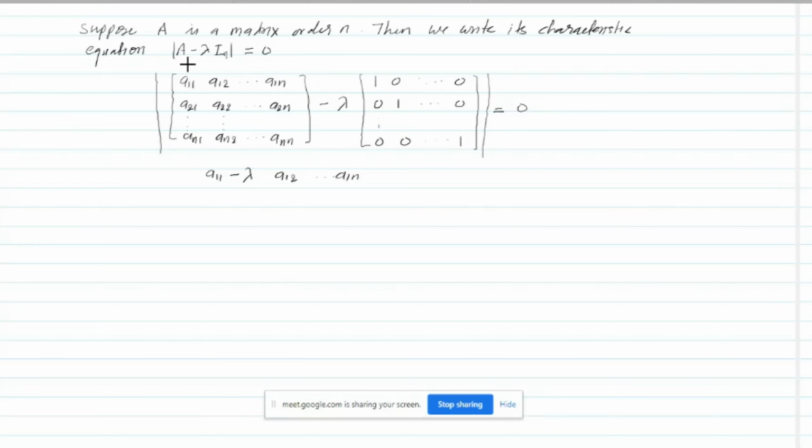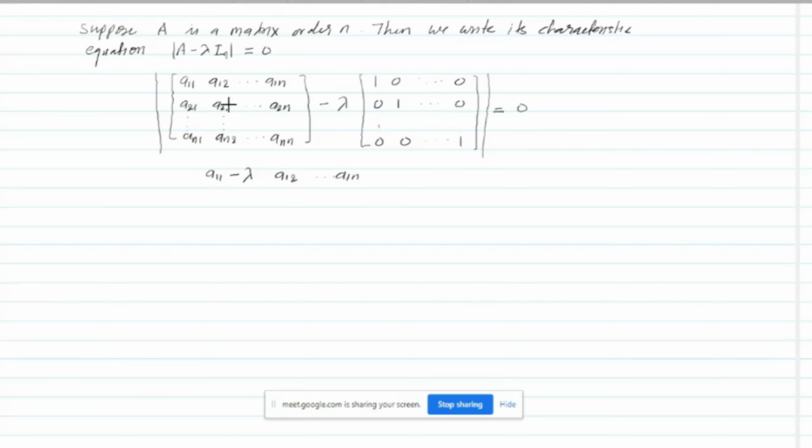Okay, so your A is what? A is an n cross n matrix, that is, a square matrix of order n. So we write matrix A as A11, A12 up to A1n, and A21, A22 up to A2n, and so on. The last row is An1, An2 up to Ann. And minus lambda, lambda as it is, and your I is the identity matrix, the unit matrix of order n. Write it inside the determinant. The whole matrix can be written inside the determinant.